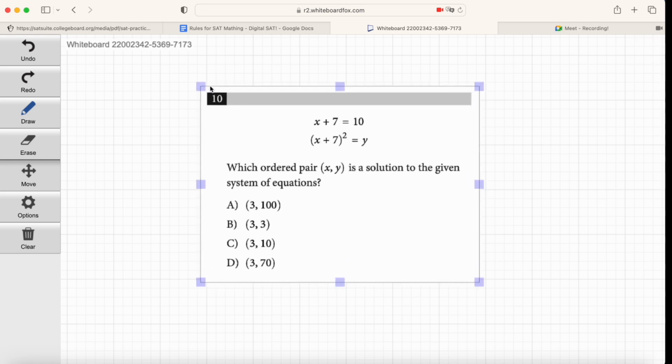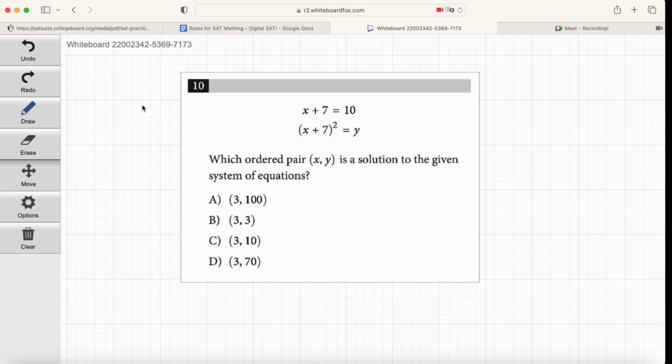All right, go and read question number 10 for us, please. X plus 7 equals 10. X plus 7 to the second power equals y. Which ordered pair x and y is a solution to the given system of equations? What are we solving for here, Tanner? Which ordered pair is the solution to these systems of equations?